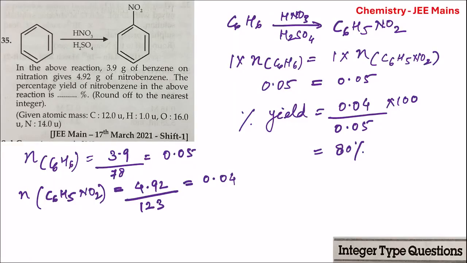In the above reaction, 3.9 gram of benzene on nitration gives 4.92 gram of nitrobenzene. The percentage yield of nitrobenzene in the above reaction is -%.